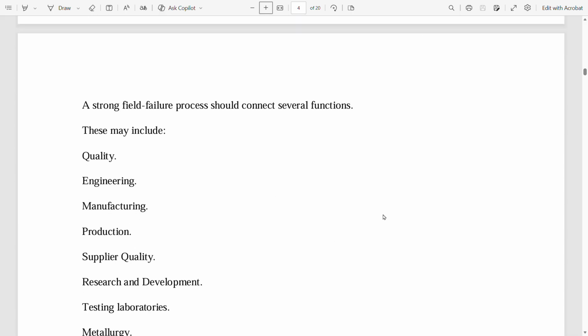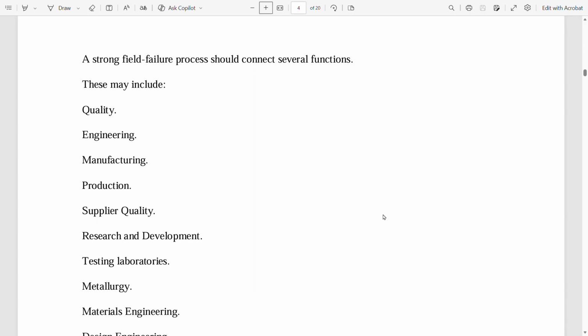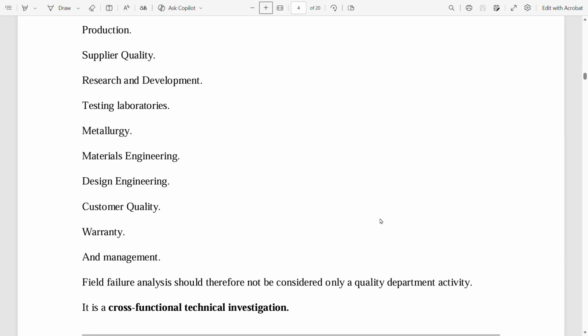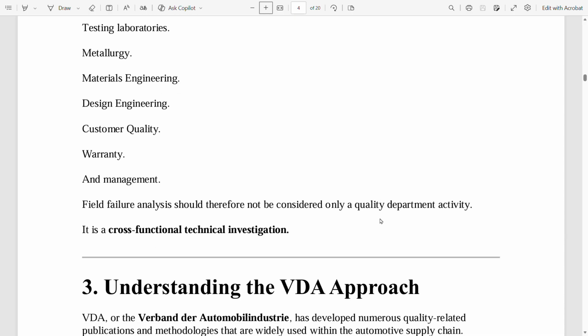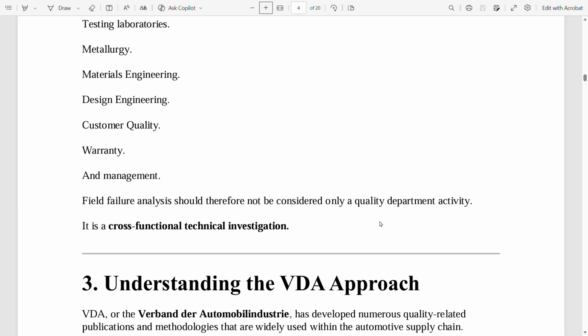A strong field failure process should connect several functions. These may include quality, engineering, manufacturing, production, supplier quality, research and development, testing laboratories, metallurgy, materials engineering, design engineering, customer quality, warranty, and management. Field failure analysis should therefore not be considered only a quality department activity. It is a cross-functional technical investigation.